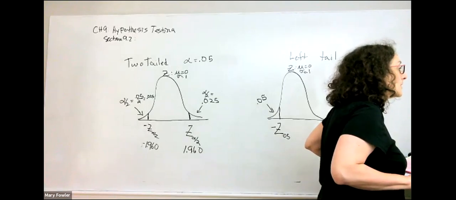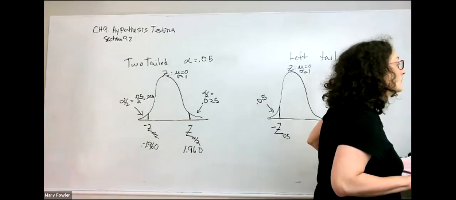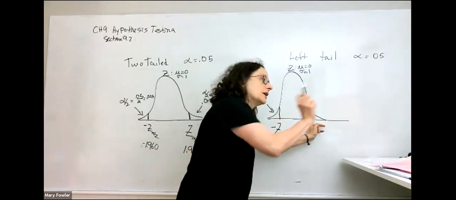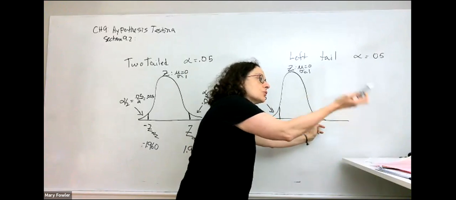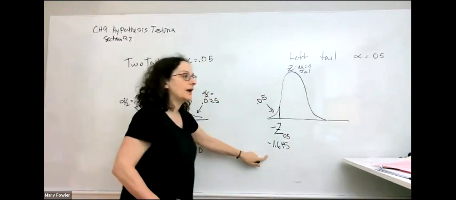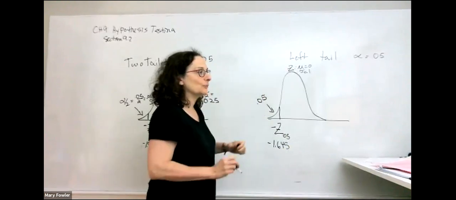So let's go ahead and look back at the table. So take the formula cards out, please. And you see here that we can come down here and find 1.645, z sub 0.05. So we know that 1.645 would give an area of 0.05 to the right. So we're going to take its negative. And that's our critical value for a left tail test with alpha equals 0.05.